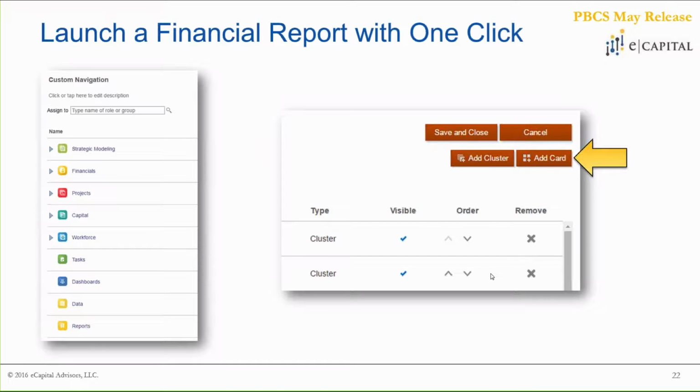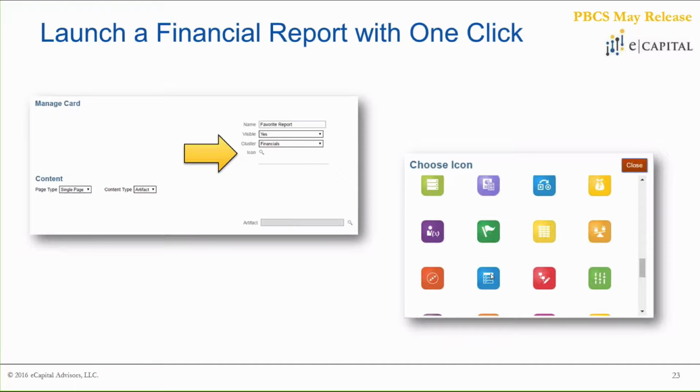But in this case, because I want to enable the financial report with one-click functionality, I'm going to go ahead and click Add Card. This is going to bring up a menu with some selectable items. The first piece is the name of what you want the new button or the new icon to be called. In this case, I called it my favorite report. I want it to be visible.